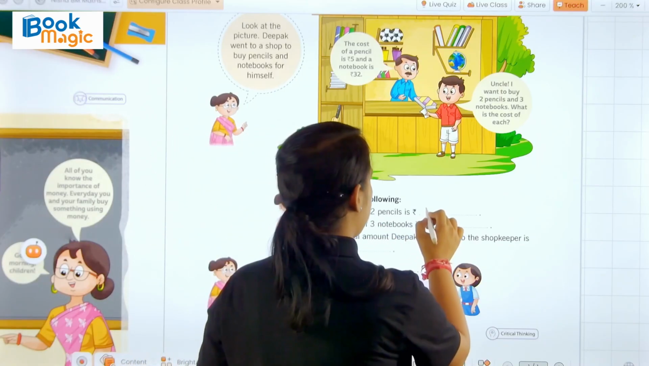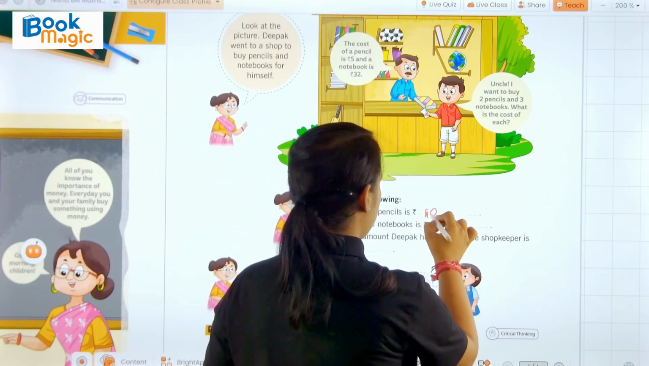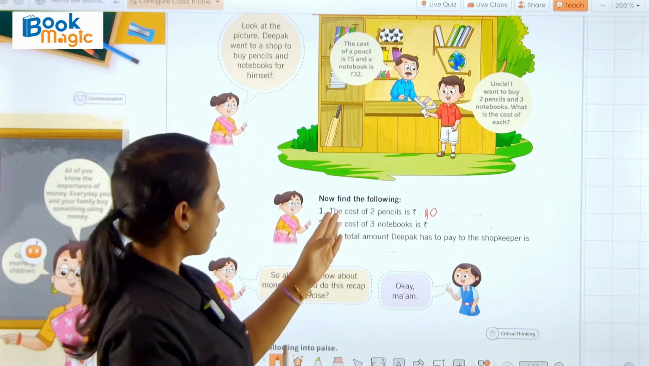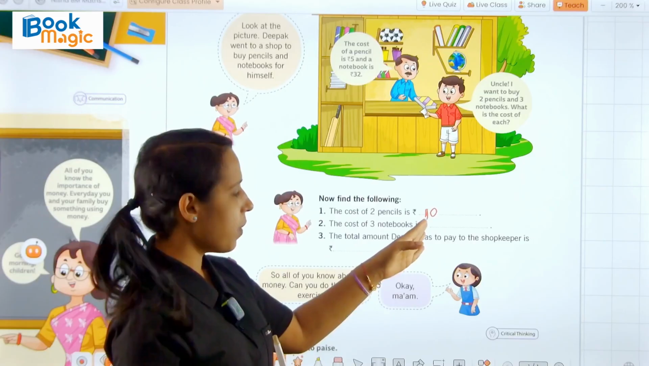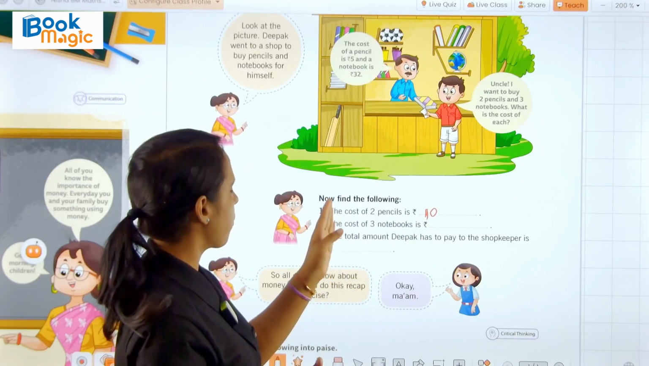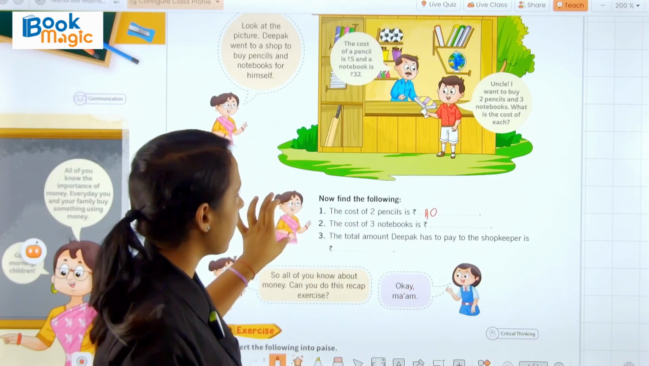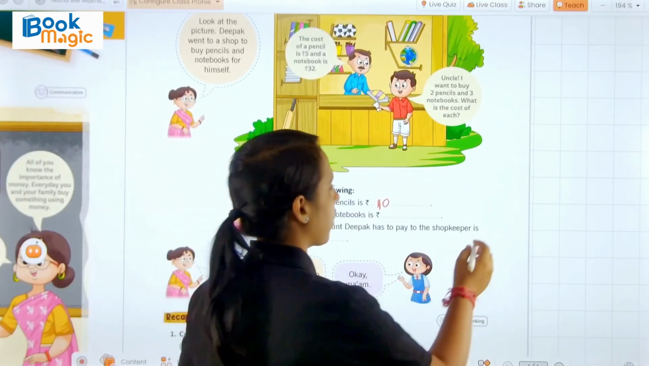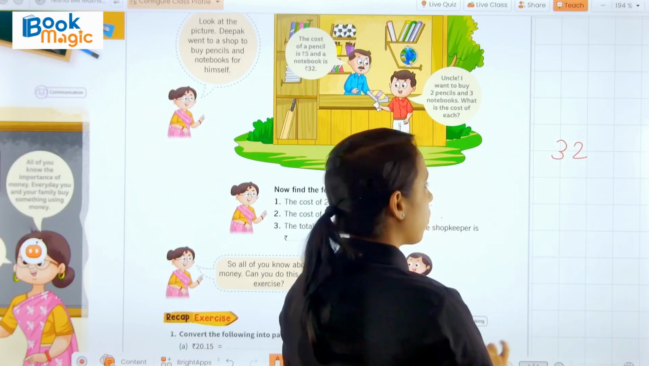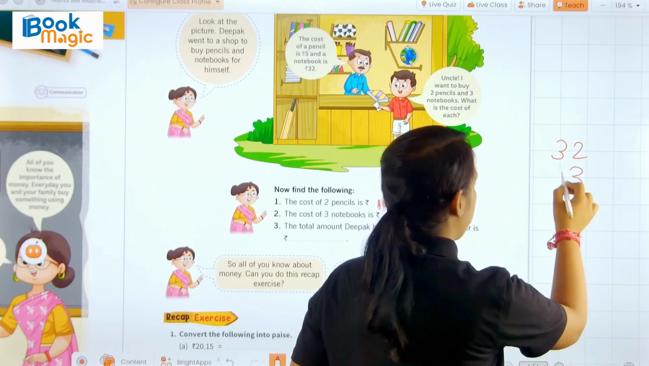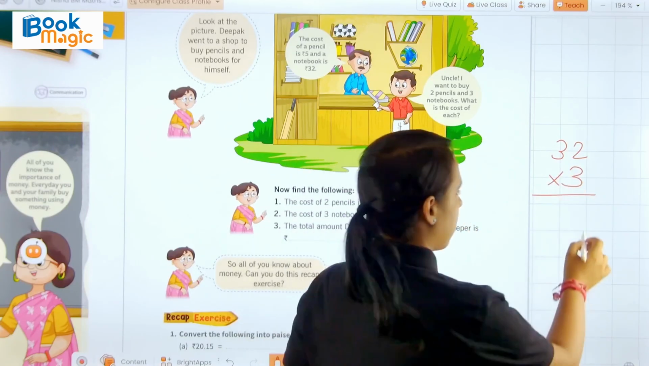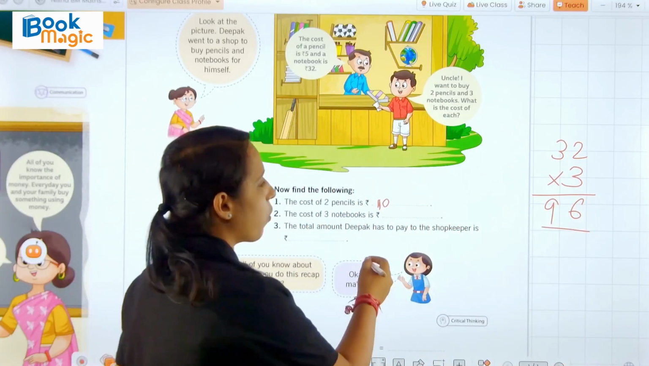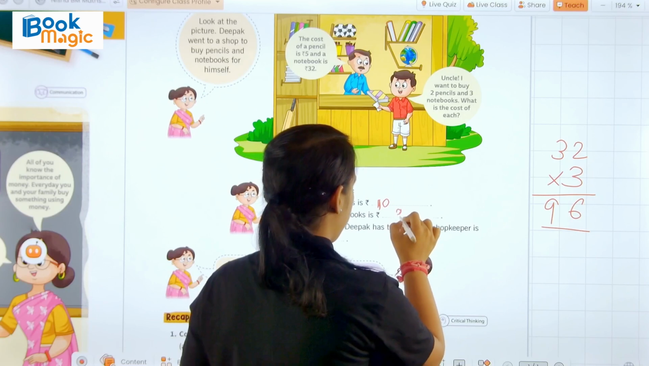That will be 10. As we know, 5 twos are 10. So, here we have to buy 2 pencils. So, the cost of 2 pencils will be 10 rupees. Now we have to find out the cost of 3 notebooks. The cost of 1 notebook is 32 rupees. So the cost of 3 notebooks will be, we will multiply it, 3 twos are 6 and 3 threes are 9. So the cost of 3 notebooks is 96 rupees.